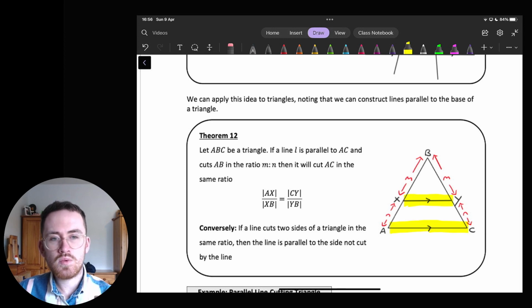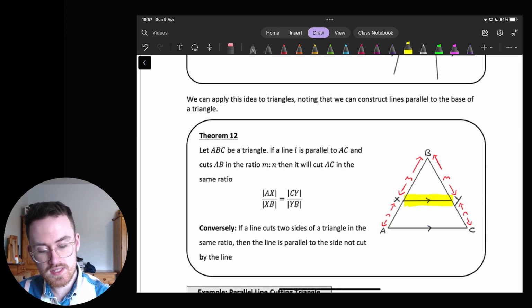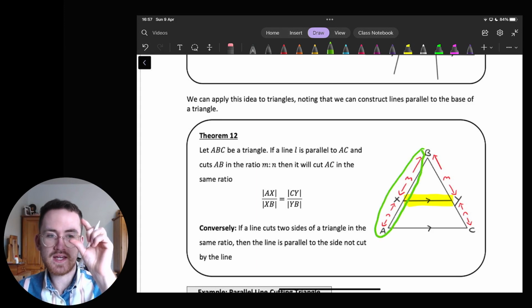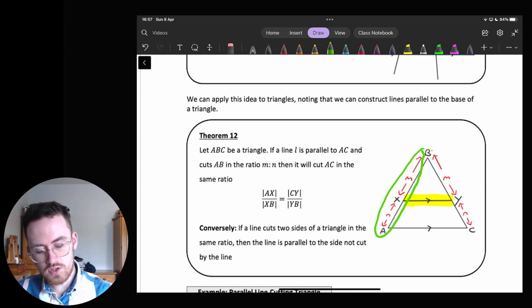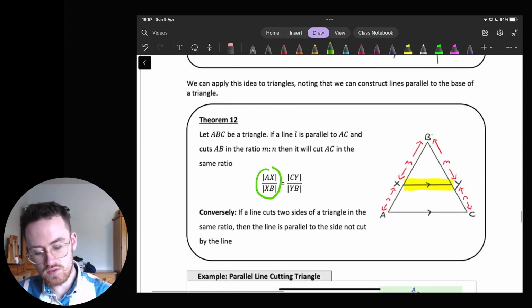Applying it to triangles, what we end up with is if we've a line drawn into our triangle like we have here, this yellow line, and if it cuts one side into a particular ratio, so m is to n, like one length of the side might be m and the other n, then it will do the same on the other side of the triangle. So if it cuts one in the ratio m is to n, then it will cut the other side into the same ratio. And how we can construct that is by saying ax over xb would be equal to cy over yb. What we're doing there is matching up the parts of the triangle that are represented on the same side.